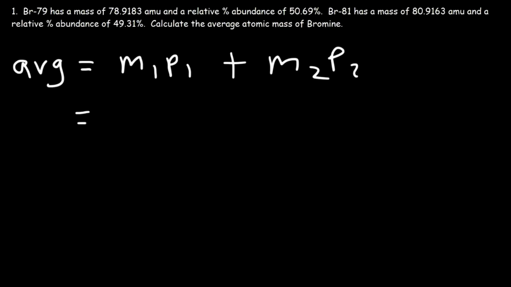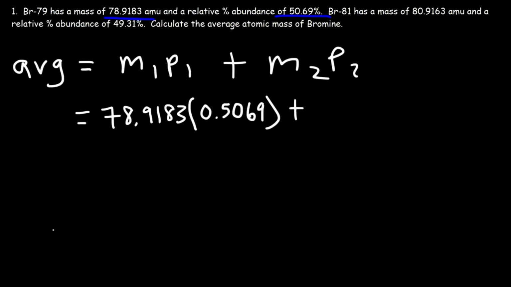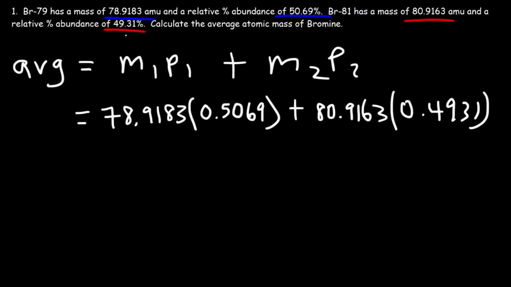In this case, M1 is the mass of the first isotope, so that's going to be 78.9183. P1 is the percentage for that isotope. Now we need to convert it to a decimal number, so we divide 50.69 by 100. So that's going to be 0.5069. Now the second mass is 80.9163. And now we need to multiply it by its percentage, which is 0.4931. You can also move the decimal point 2 units to the left if you're dividing that number by 100.